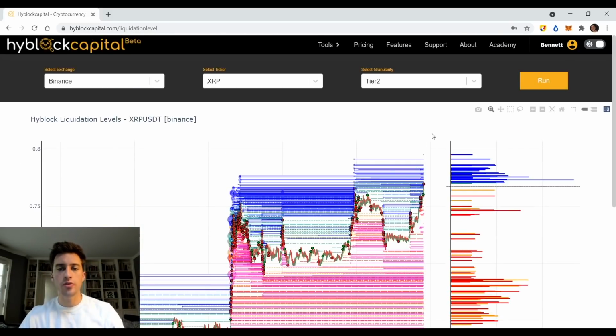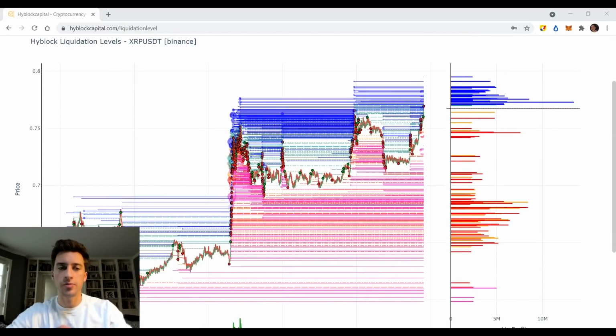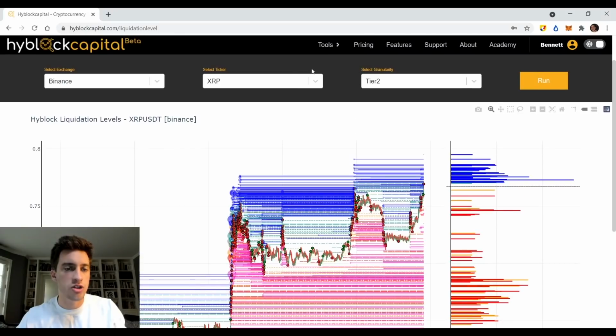So this is a tool that really anyone can use with just a little bit of practice. And again, this tool is going to reveal where other traders are going to get liquidated. And if you don't want to be liquidated and you want to start hunting the guys that get liquidated, then this will probably be the tool for you to use on altcoins. Of course, you can change this around.